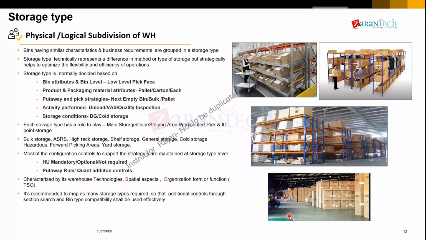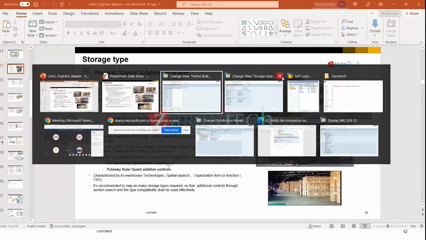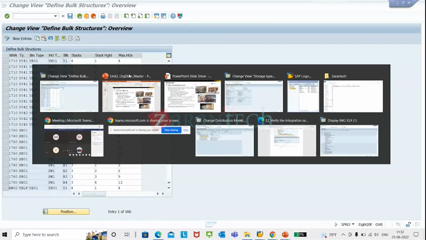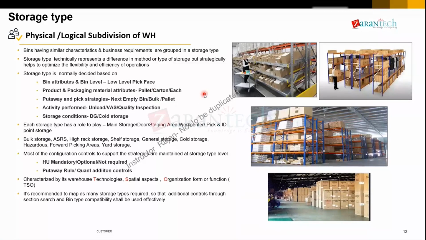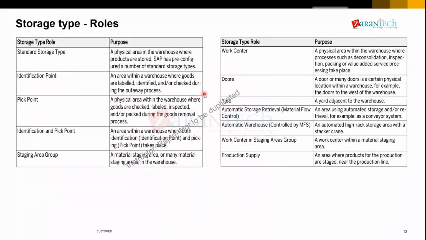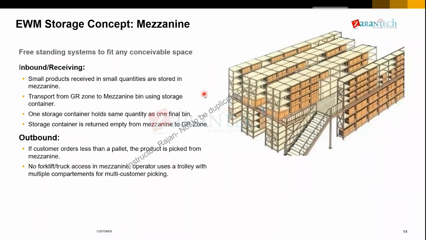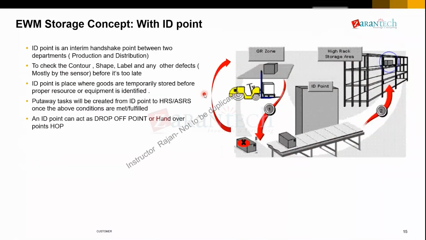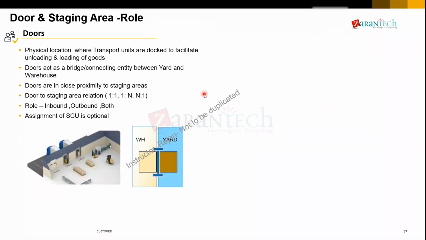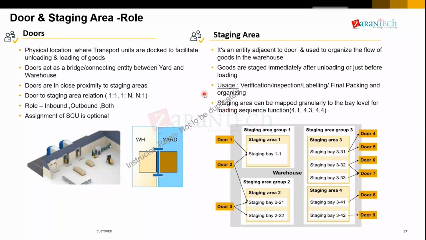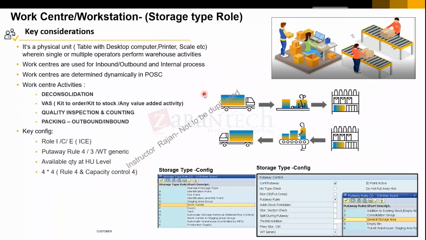It need not always be a floor area. The bulk can be like a pushback or a drive-in shuttle, or a mole. Different types of storages are there for bulk. All right. So where are we? I think we are done with storage type and warehouse number, and we talked about the roles. Then some concepts we know: mezzanine and ID point and pick point. Also, we know about the door and staging area. A yard is another storage type role. Then work center.